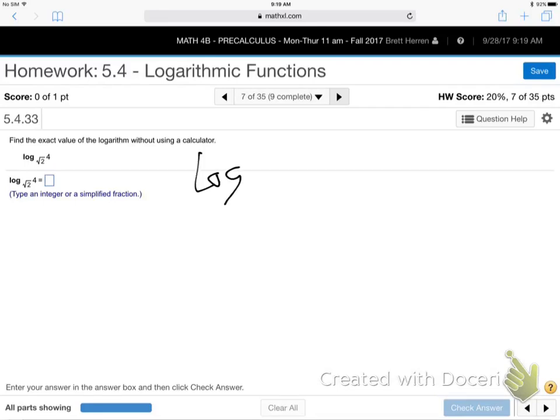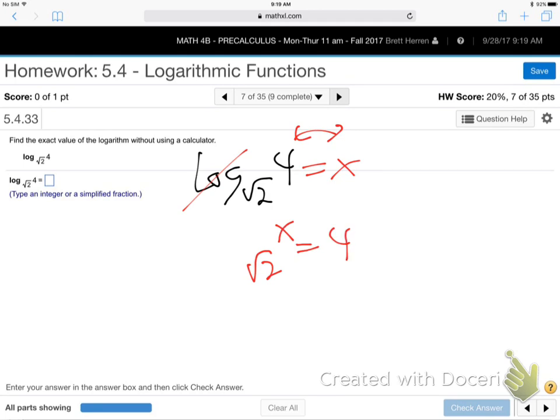So log base root 2 of 4. Try that one. Put an x on the right side, lose the log, base stays the base, other 2 switch. Let's put the x, lose the log. Base stays the base, other 2 switch. Root 2 to the x is 4. They switch because log is the inverse of exponentiation, so we're basically inverting. That's what we're doing. We'll see in a little bit. We'll look at graphs. Logs are inverses of exponentials.